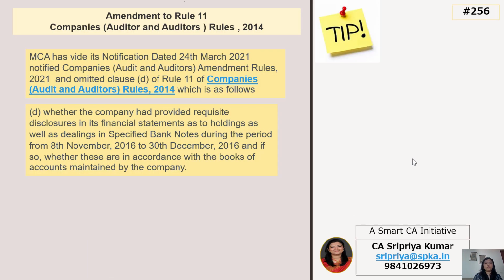So what are these rules all about? The first amendment is a deletion. The specific disclosure we were required to make on specified bank notes pursuant to the demonetization now stands deleted. So it's an obvious deletion because I guess the purpose has been completed.